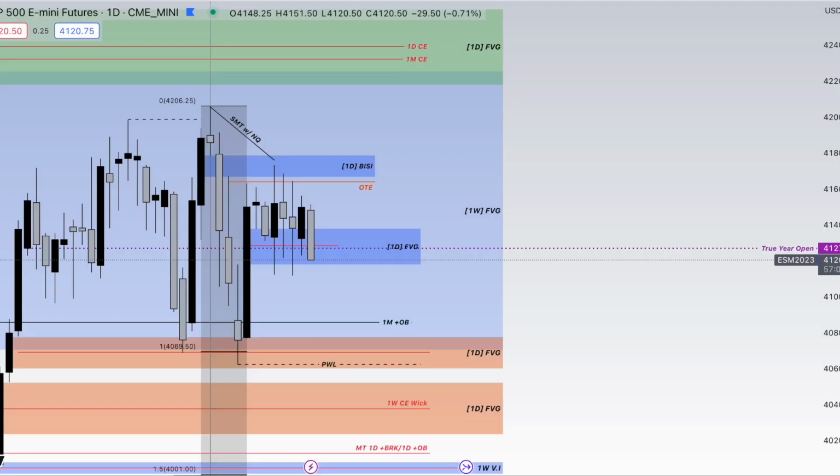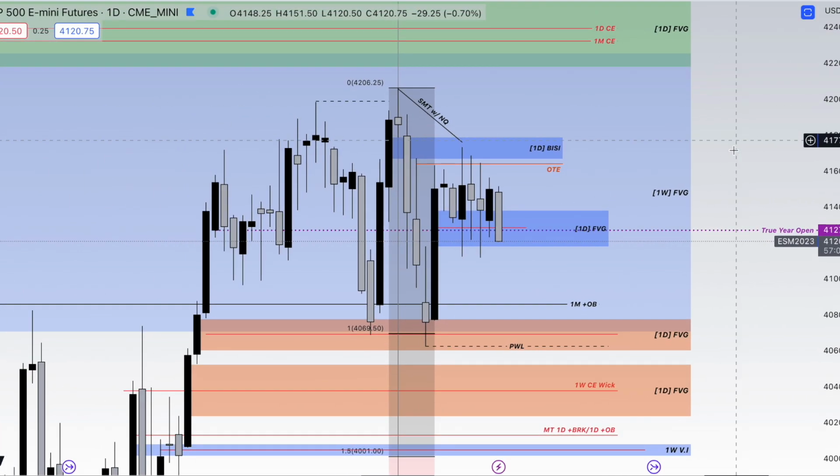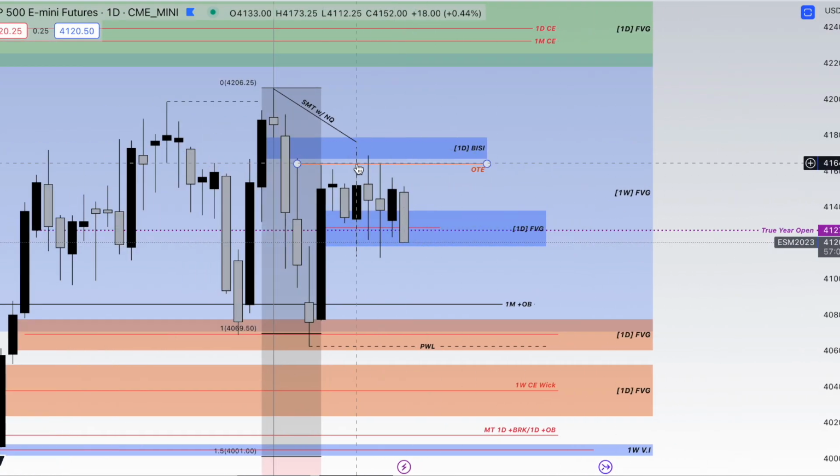So if we jump into here, right now we see we had optimal trade entry from this price range, right? That's last week's price action. So that's how we frame the bias.